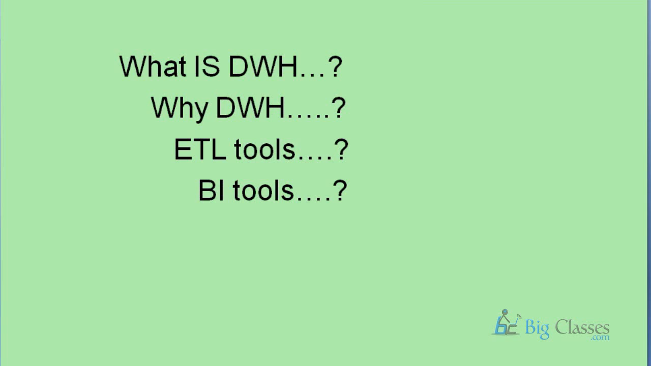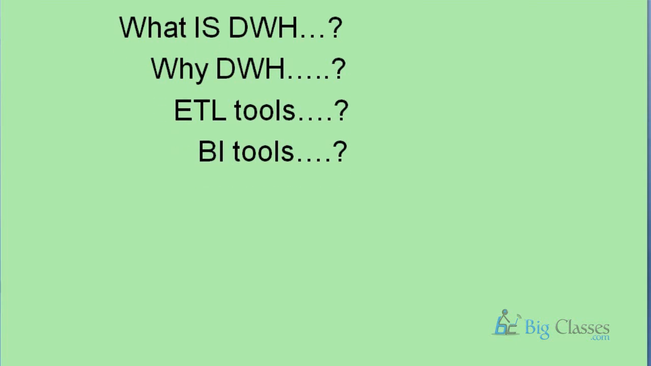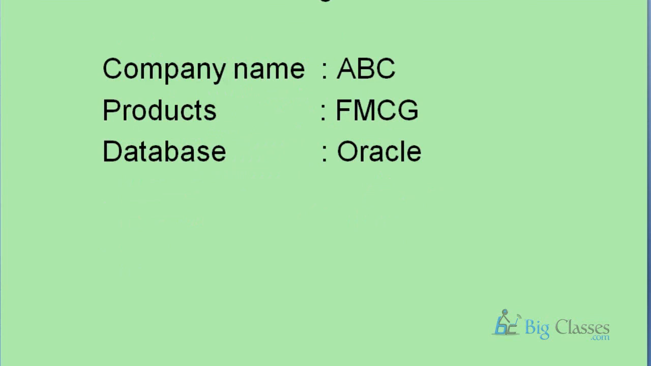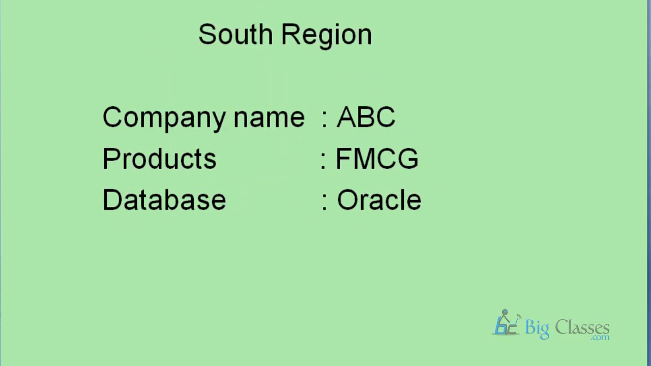We'll discuss what is a data warehouse, why a data warehouse, what is ETL, and what are BI tools. A warehouse, in a simple way I can say, is a go-down. Data warehouse means we are storing data in this warehouse, and that is the reason we call it a data warehouse. Let me start with an example; it would be better to understand.